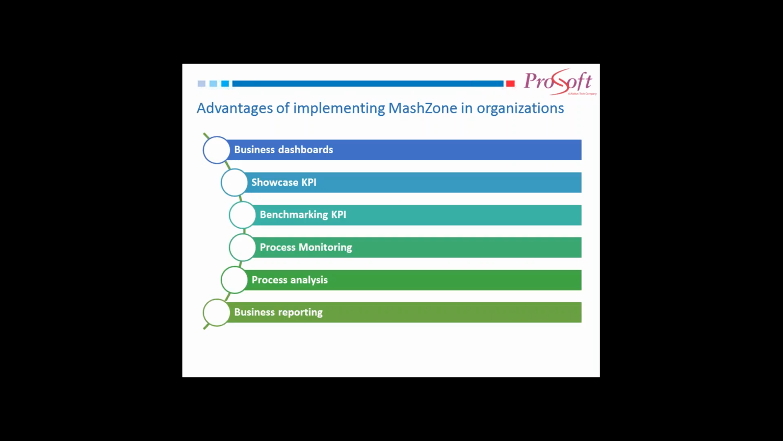In this slide, we will see about the advantages of implementing Mashzone in an organization. So you can develop look-and-feel dashboards for easy understanding of your raw business data. Also, you can visualize the KPI as interactive graphs to the business users within your organization. You will also get a chance to evaluate the KPI for accurate and faster decisions of your business.